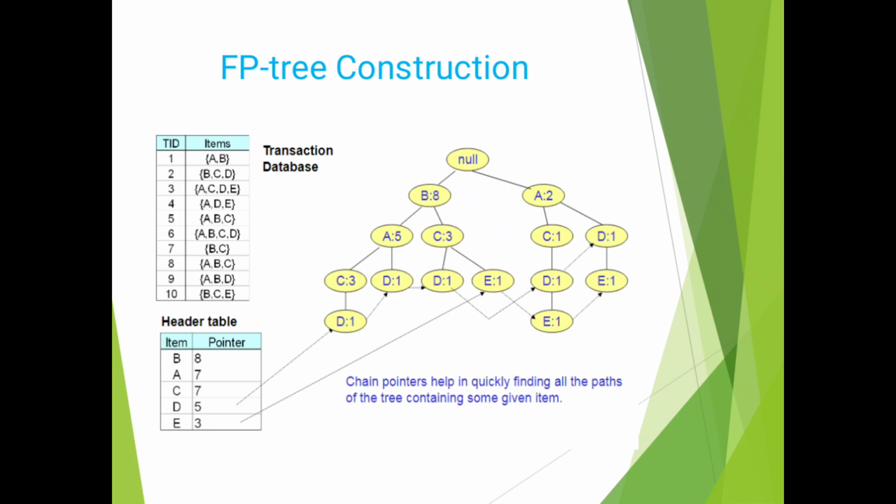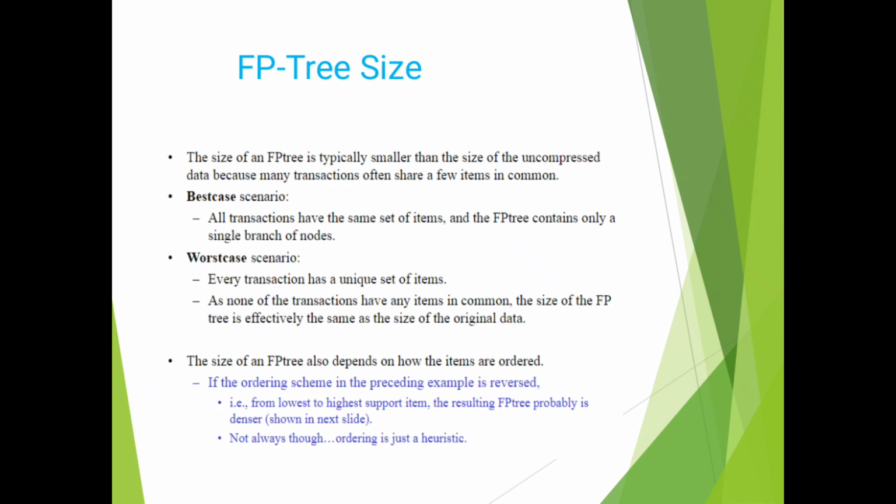The chain pointers help in quickly finding all the paths of the tree containing some given item. The next one, FP tree size. The size of an FP tree is smaller than the size of the uncompressed data because many transactions often share a few items in common.